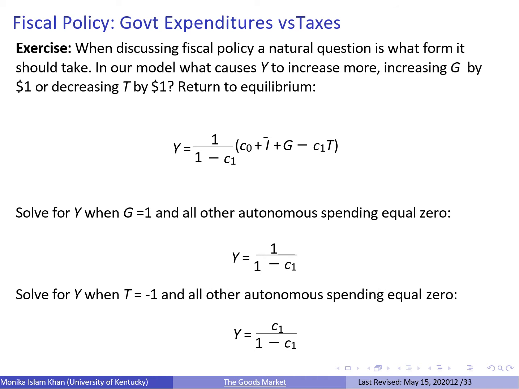Similarly, to find out the effect of decreasing taxes by $1 on output, we can insert T equals -1 and all other autonomous spending equals 0 and solve for Y. And here we find Y equals C1 over 1 minus C1, which is actually less than this effect. And this is less than the effect of government spending because C1 falls between 0 and 1. This tells us that in our model, increasing government spending by $1 has a greater impact on increasing output than decreasing taxes by $1.